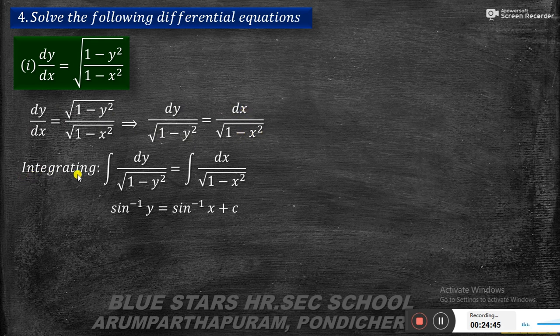So in the next step, integrating. I take the integration on both sides. So integral dy by square root of (1 minus y square) equal to integral dx by square root of (1 minus x square). So the integral of 1 by square root of (1 minus y square) dy is sine inverse y, equal to the integral of 1 by square root of (1 minus x square) dx, which is sine inverse x plus c. This is the solution for this equation.